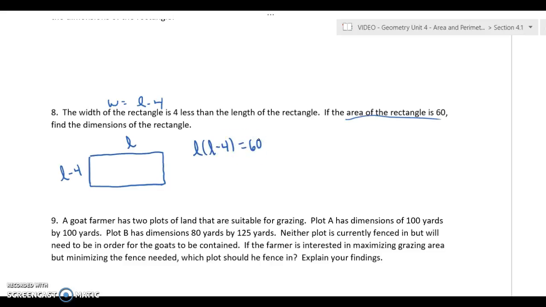Now, there's a number of ways you can do this. One way is to guess and check. Just try some numbers and see if they work. But that's assuming that we're probably going to get a nice whole number for our side. It might happen, it might not. So I think probably the best option for us, the one that's going to work just about every single time, is let's go ahead and multiply that out. Let's take that L and distribute it.